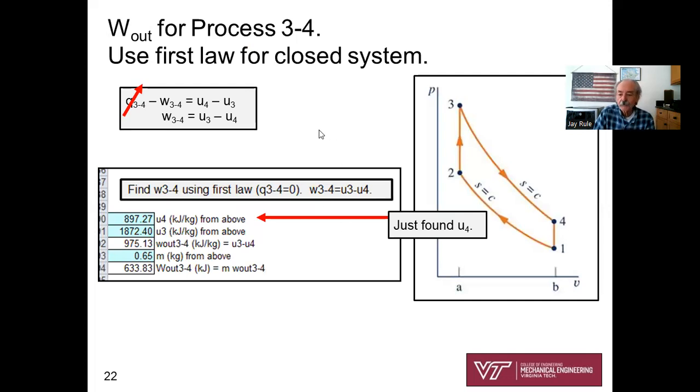Okay, so first law for the closed system, process 3 to 4. Isentropic process, reversible adiabatic. So Q from 3 to 4 is adiabatic, 0, minus W 3 to 4, what we're looking for, equals U4 minus U3. So therefore, the work from 3 to 4 is U3 minus U4. We just found U4, and so here's our mass. And so little w out is 975.13 kilojoules per kilogram. So capital W out, we multiply by the mass to get 633.83 kilojoules. Woo!